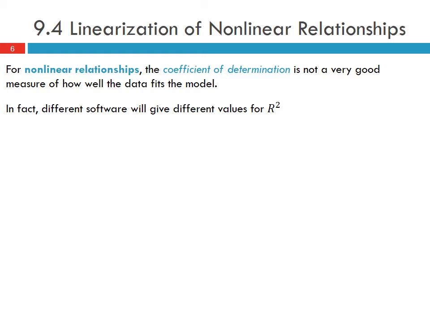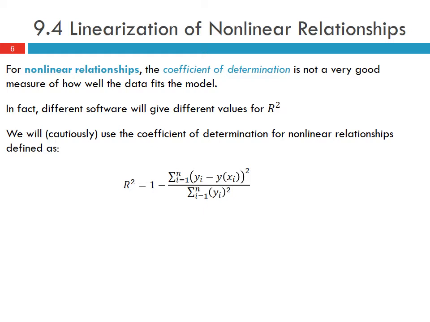For nonlinear relationships, the coefficient of determination is not a very good measure of how well the data fits the model. In fact, different software will give different values for r squared. In contrast, in linear regression, the coefficient of determination has a very well-defined definition and is a good representation of how well the data fits the model. So for nonlinear relationships, we will cautiously use the coefficient of determination as defined here. It's a similar definition as for linear relationships, where r squared is equal to 1 minus the sum of the squares of the residuals divided by another sum of squares, in this case the sum of the squares of the original data points. So again, r squared is equal to 1 minus the residual sum of squares divided by the total sum of squares.